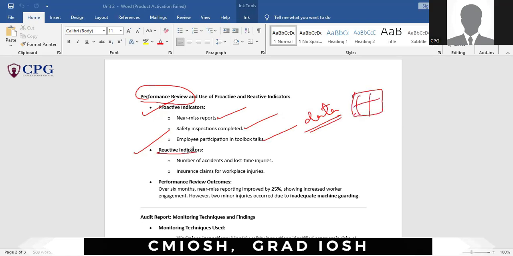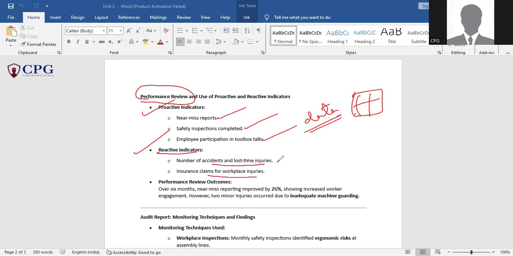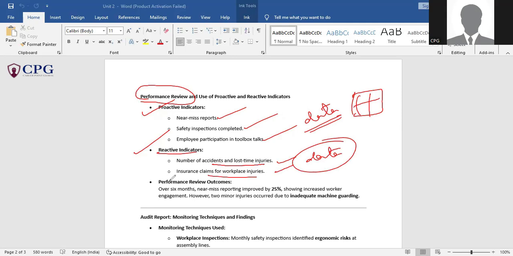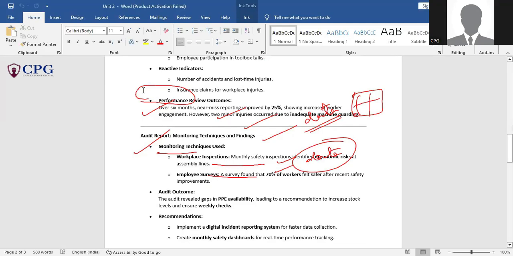Then reactive indicators are used once the accident has happened, after the accident. So the number of accidents and lost time injuries, insurance claims, etc. You can also use data from your company to show in the report. Then the performance review: what is the company's status, how much improvement has been shown in the decrease of accidents? Have accidents increased from the past or decreased from the past? So you have to do an analysis. That is how you have to prepare the report.